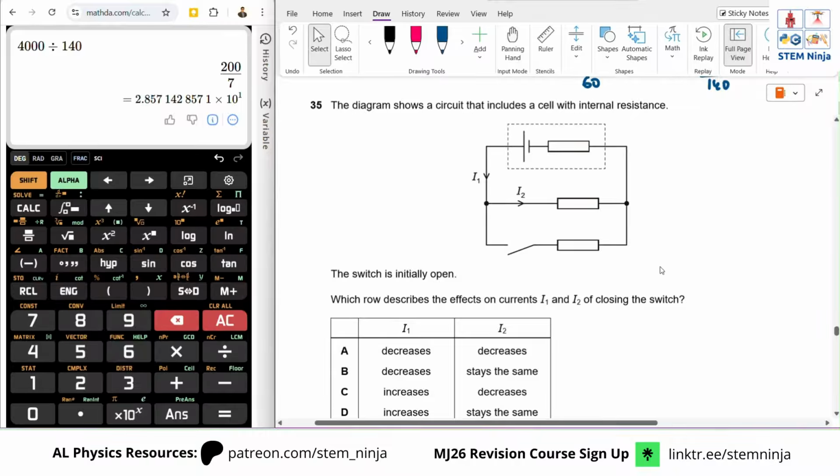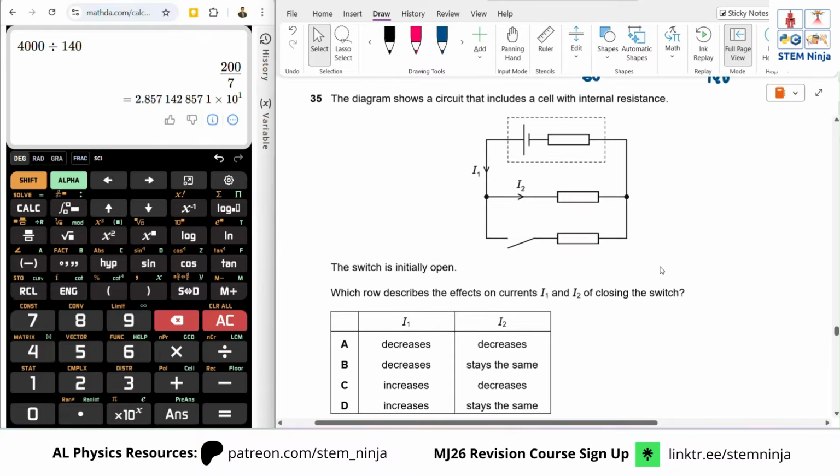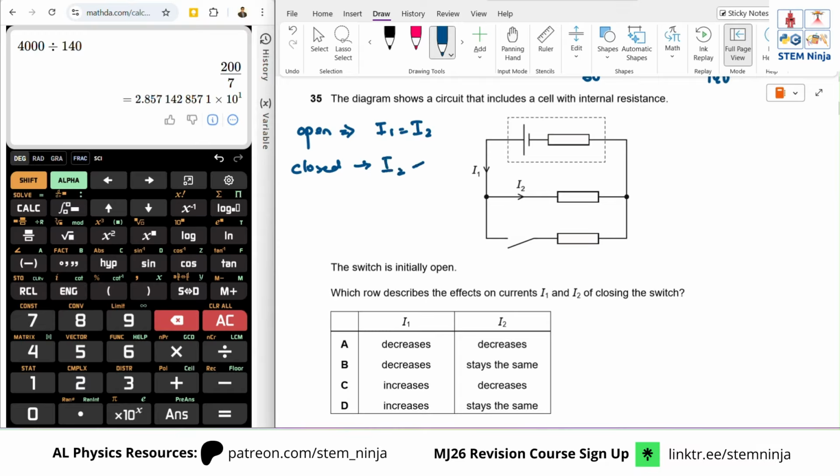The diagram shows a circuit that includes a cell with internal resistance, with the switch initially open. Which row describes the effects on currents I1 and I2 of closing the switch? So when the switch is open, I1 is equal to I2 because there is no other path for that. But when it is closed, I2 would be less than I1 because I1 would be sharing this. So I1 would be actually equal to I2 plus I3.